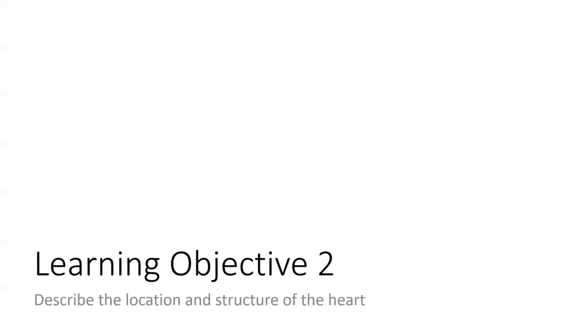So now that we know what the cardiovascular system does, the rest of this lecture is going to focus on the anatomy of each of the components that make up this system. So starting with the heart, learning objective number 2 is to describe the location and structure of the heart.